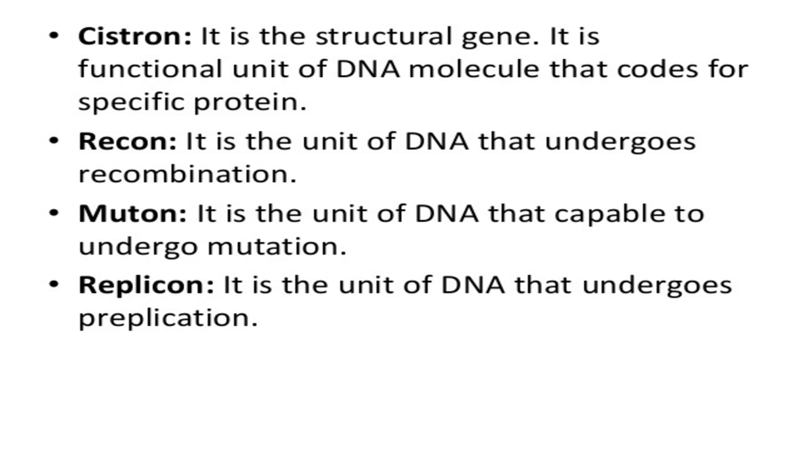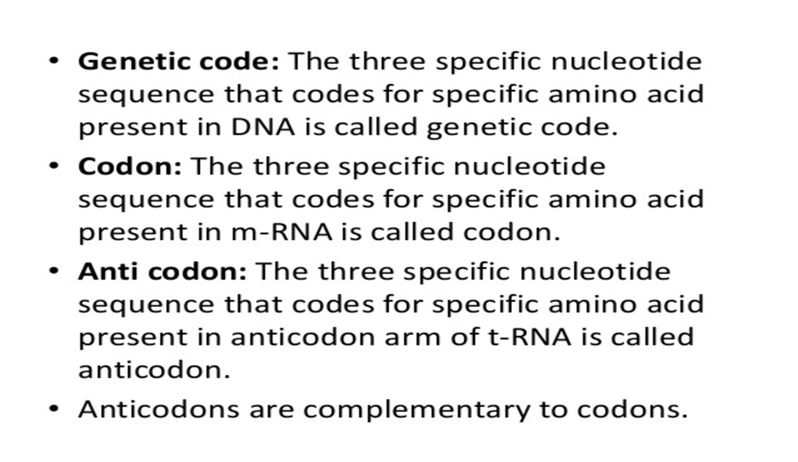So cistron is the structural gene. It is the functional unit of DNA molecules that codes for the specific protein. Recon is a unit of DNA that undergoes recombination. Muton is the basic unit of DNA that is capable of undergoing mutation. And replicon is the unit of DNA that undergoes replication.